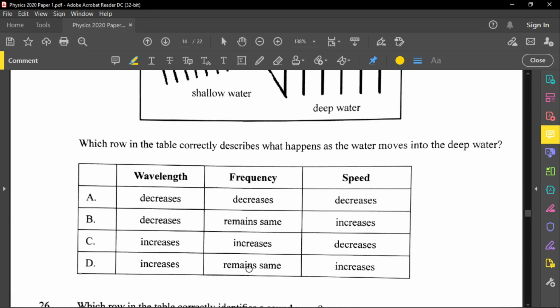Why does the frequency remain the same? Because it's coming from the same source, okay? So the wave is being generated from the same source. So the frequency of generating the wave will be the same. So option D will be our correct answer, okay?